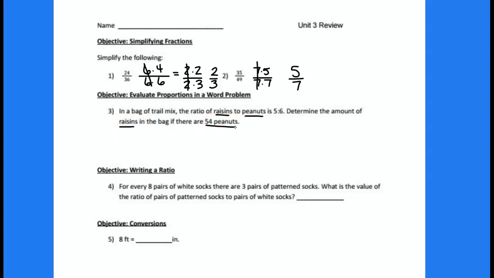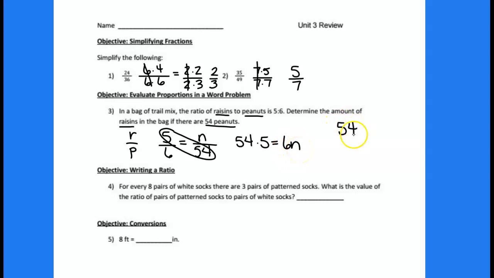Here we need our helper fraction of r over p. We start the proportion with 5 over 6 and set that equal to n over 54. The 54 is with peanuts, that's why I put that in the denominator. Now we cross multiply. 54 times 5 and set that equal to 6n.